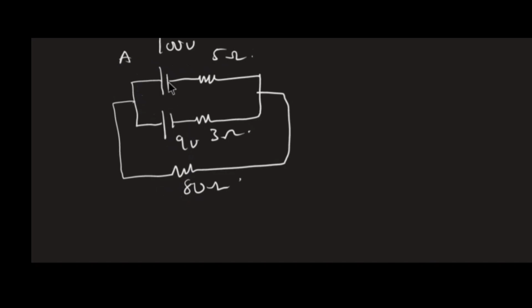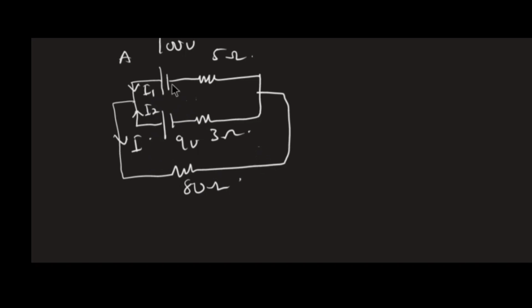Now let's see. This battery here will produce a current, let's say I1, and this one will produce I2. Together they will form what? I. And the I will pass through the 80. So to find my currents I1, I2 and the others is simple.